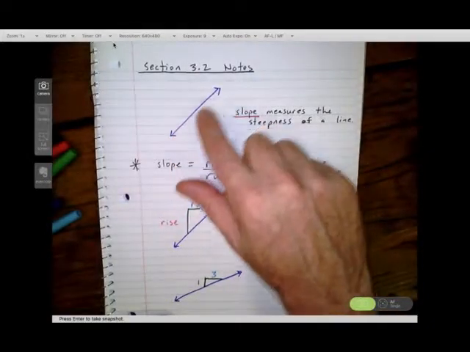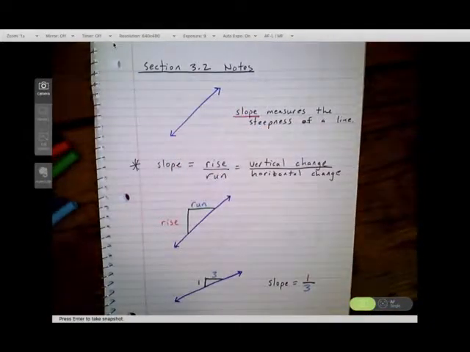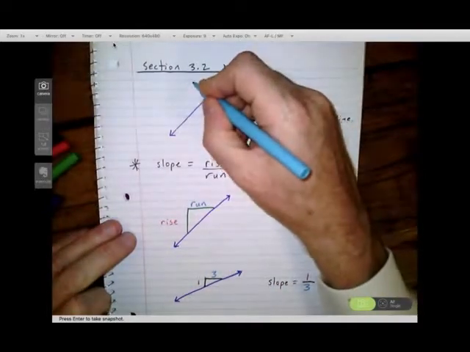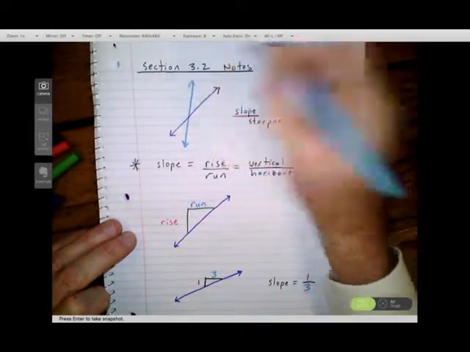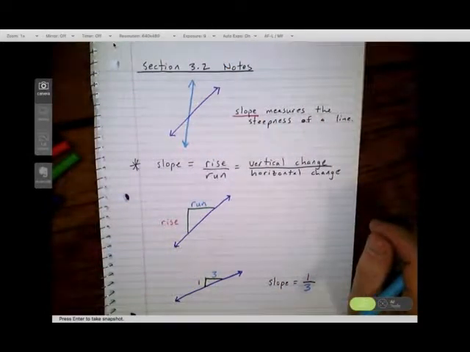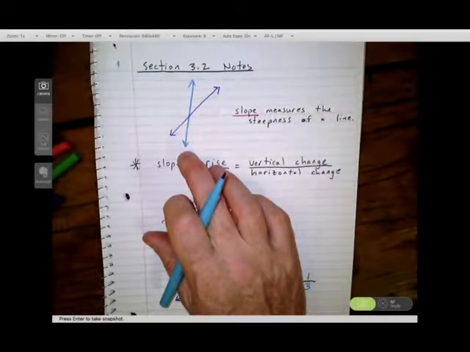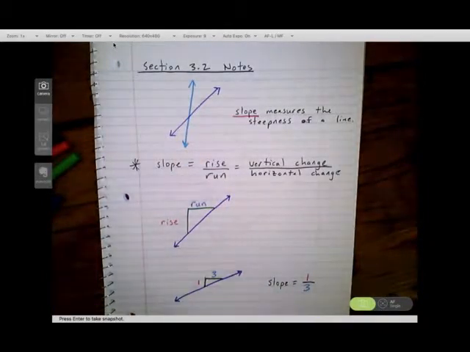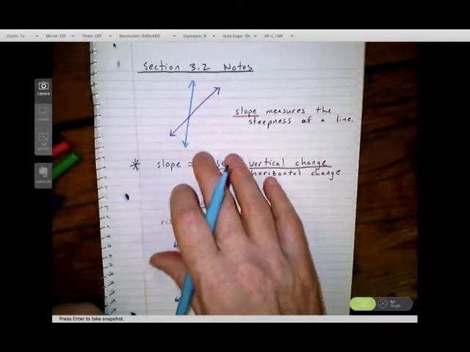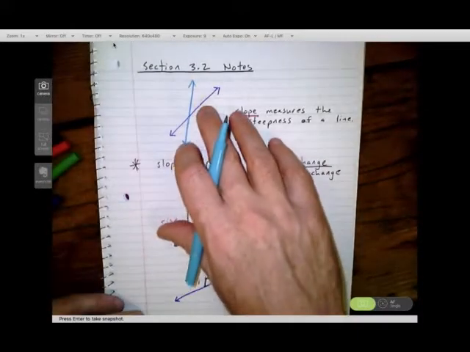So here's one line, right? Let me say I drew in another line, and we want to say which line's steeper. Well, the blue one sure looks steeper, but how do we quantify that? How do we put numbers on that? How do we make that something that we can evaluate or look at or use to compare to another line?